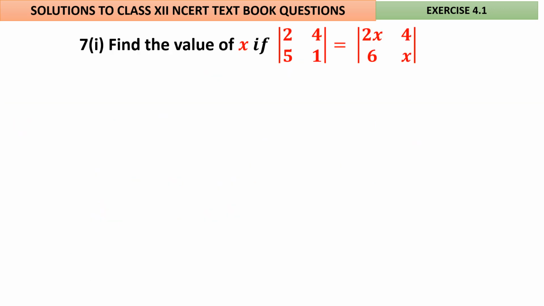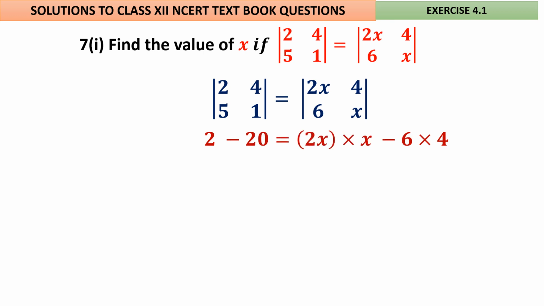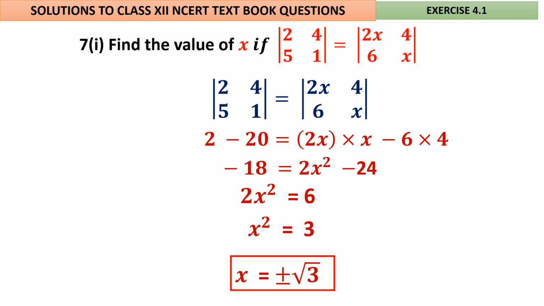Okay, as we solved some questions in matrices involving x, here it is a problem of a determinant involving x. Simple: expand both sides, equate them, and we'll get the answer. Left hand side minus 18, right hand side 2x square minus 24, so x square is equal to 3, x is equal to plus or minus root 3. If no condition is given on x, it is x equal to plus or minus root 3. If a condition is given, then accordingly we will give the answer.